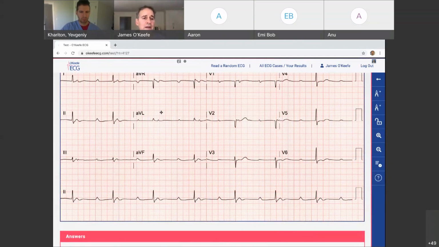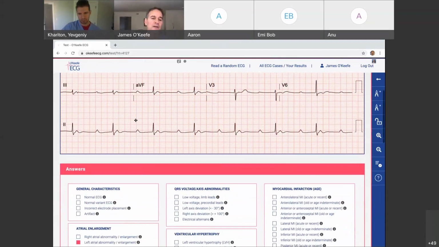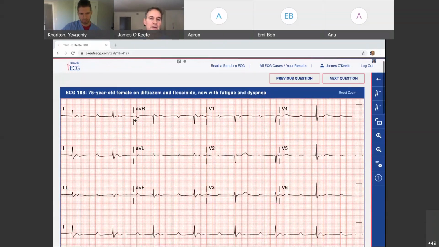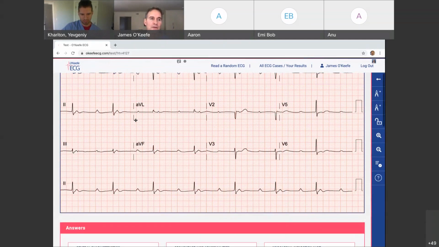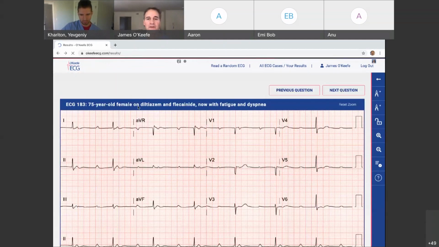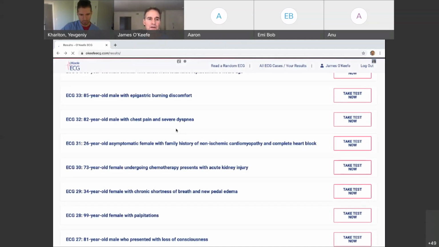Well, that's a good point. When you have higher grade AV block, like even Mobitz 1, certainly Mobitz 2, or 2-to-1 AV block, you don't have to call the first degree AV block like it is here. If you coded it, it would be neutral, but it's not mandatory to code the first degree AV block in the setting of higher grade AV block.